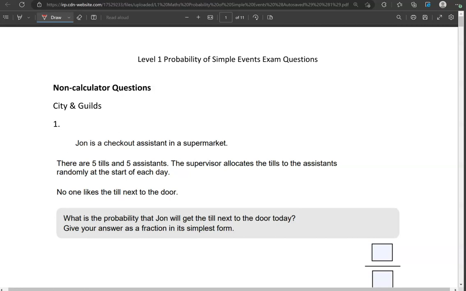John is a checkout assistant in a supermarket. There are 5 tills and 5 assistants. The supervisor allocates the tills to the assistants randomly at the start of each day. No one likes the till next to the door. What is the probability that John will get the till next to the door today? Give your answer as a fraction in its simplest form.